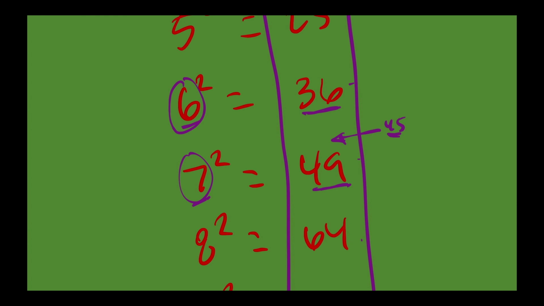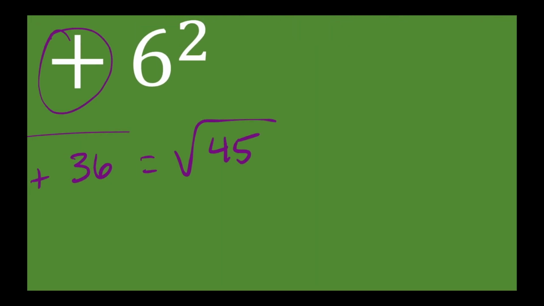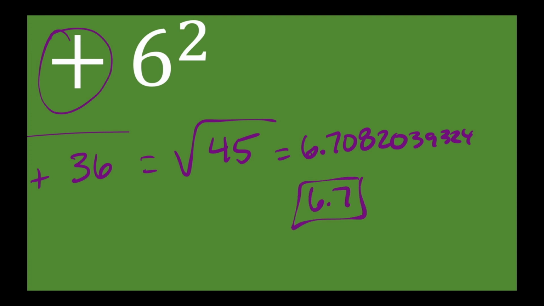Right? But you can get your handy dandy calculator and just do your square root of 45. Now, some calculators are different. Sometimes you got to put square root and then hit 45. Sometimes you got to put 45 and then hit the square root sign. And I get my answer as 6.70820393324. Do I have to say that many? 6.7 is fine. 6.7 is fine.